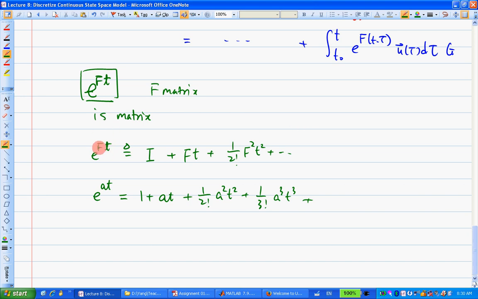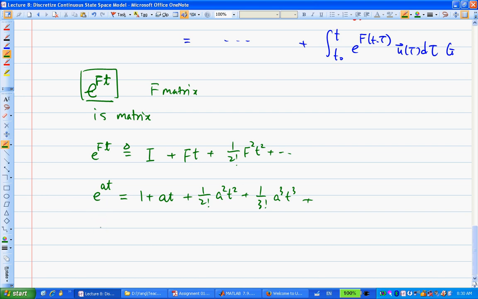Depends on the type of the matrix F here, it could be converging. So basically you don't really need to take an infinite number of terms. Maybe just two or three terms will actually be enough to give you an approximate result. Right? Yeah, approximate result.